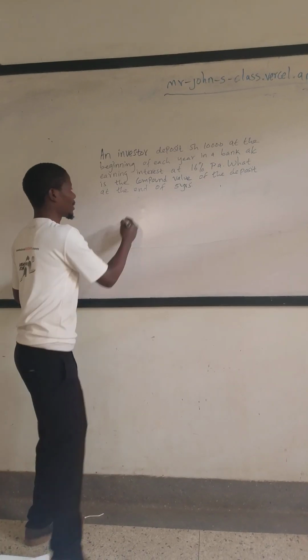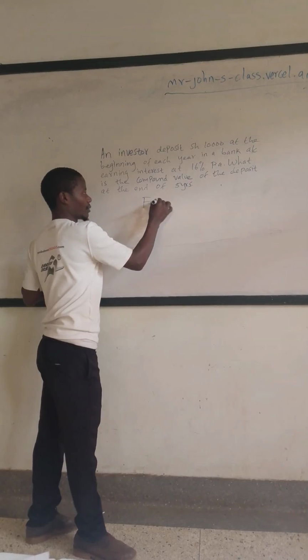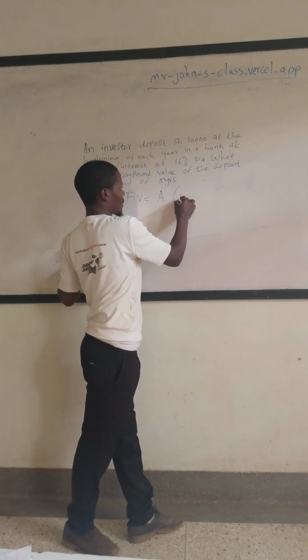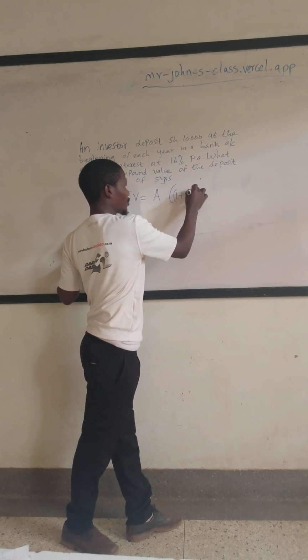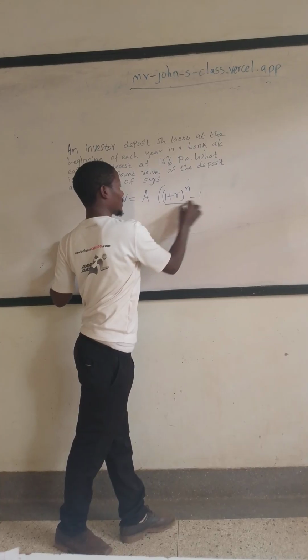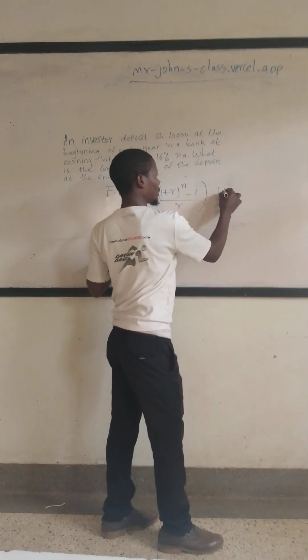So we're going to use the formula: the future value of money should be given by annuity into bracket 1 plus r raised to power n minus 1, divided by r, and then 1 plus r.